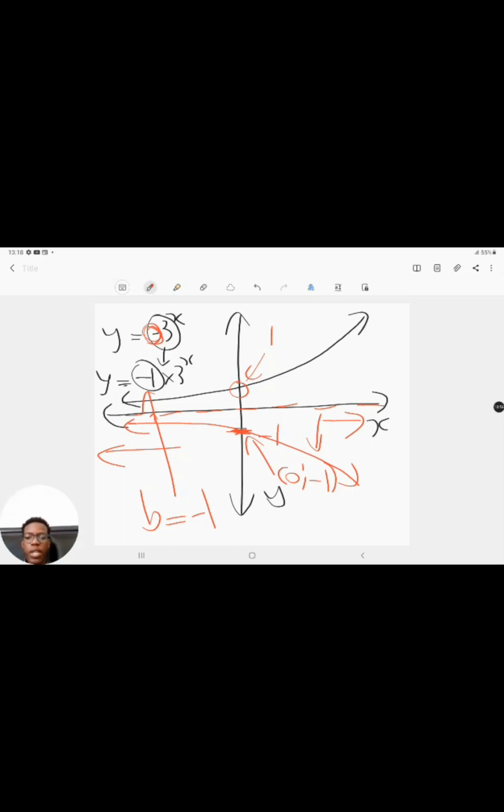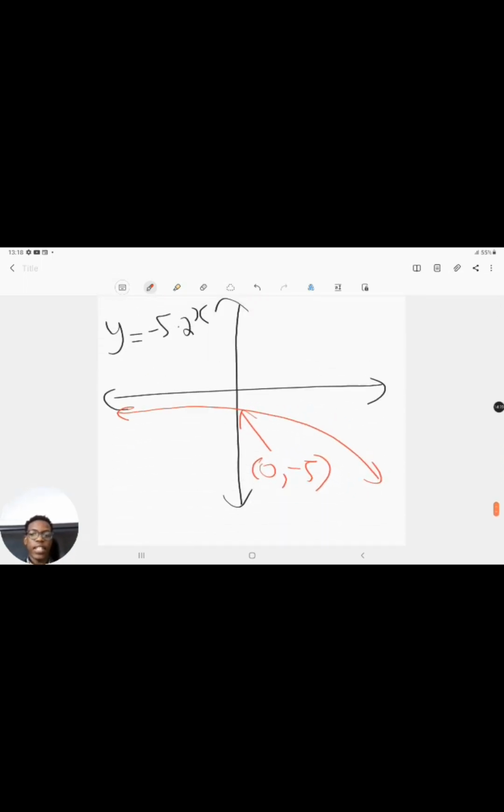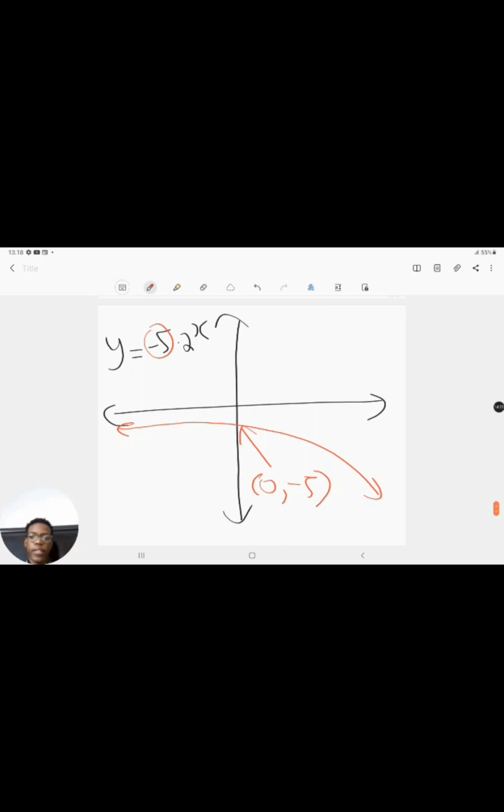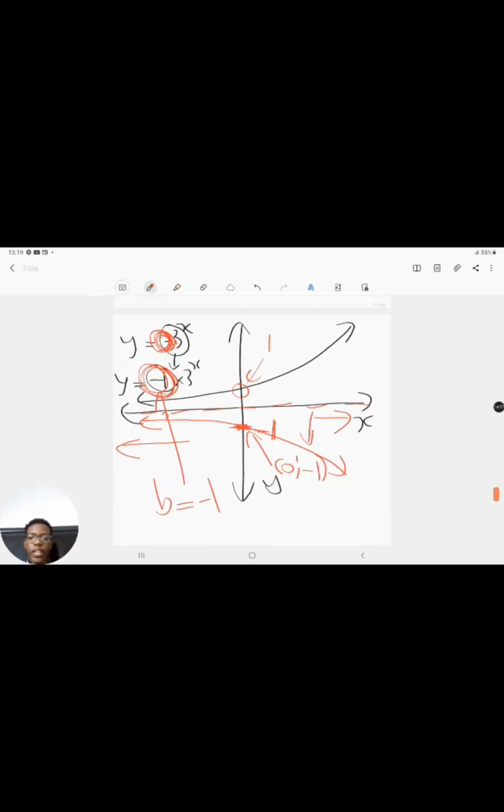Remember what b is. b tells you your y-intercept. I shouldn't have made that mistake. I hope you guys caught it when I made it, and I hope you were screaming at the video that it can't be. So your intercept there in that case is 1, and your intercept in this case is negative 1. Why? Because b tells you the value of your y-intercept. So in this case, b is negative 5.